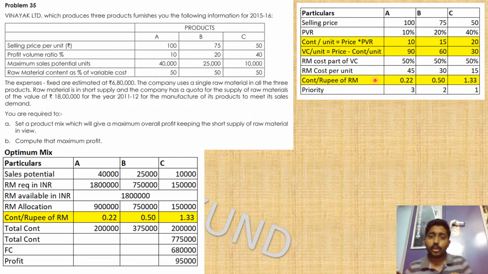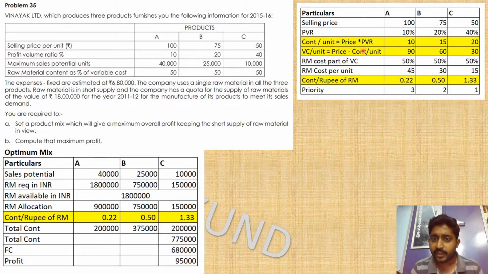Next, contribution per rupee of raw material. Here we don't have the kg. If we had the kg of raw material used for each product, we could find the contribution per kg of raw material. But here what is given is that 45 rupees is the raw material out of 90 rupees variable cost. We have calculated 90 rupees as variable cost. In the question, it is given that 50% of variable cost is raw material. So we have found raw material cost per unit as 50% of variable cost, and we have applied it for A, B, and C.